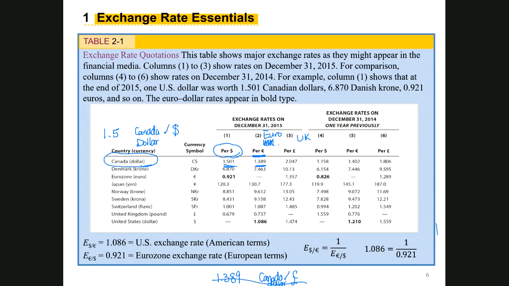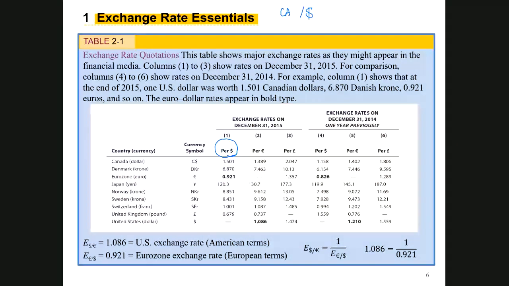So, okay, let me go one more time. Canada's dollar right now, if you compare with the US dollar, is equal to 1.5, right? If you compare to Europe, you're talking about the foreign country, Europe, €1 could exchange for 1.389 Canadian dollars.